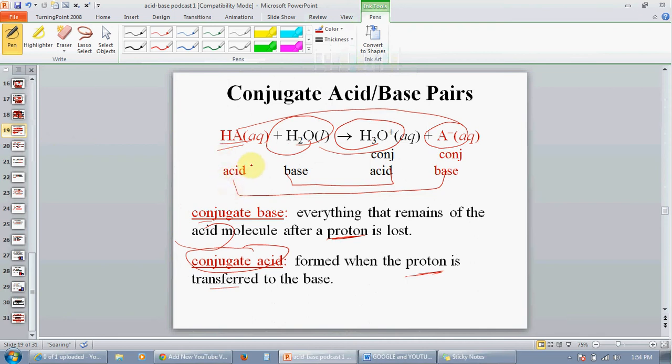So conjugates are always on opposite sides of a chemical reaction. They are never on the same side. This is an acid, this is a base. The acid donates the proton to the base, forming the conjugate acid and leaving the conjugate base.